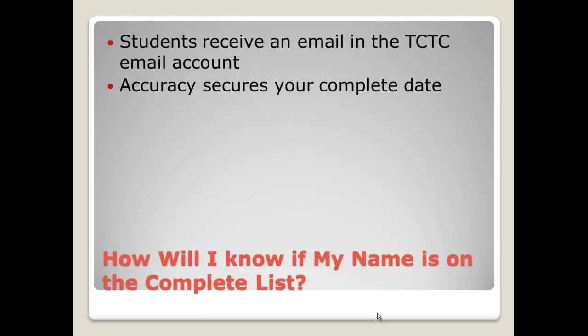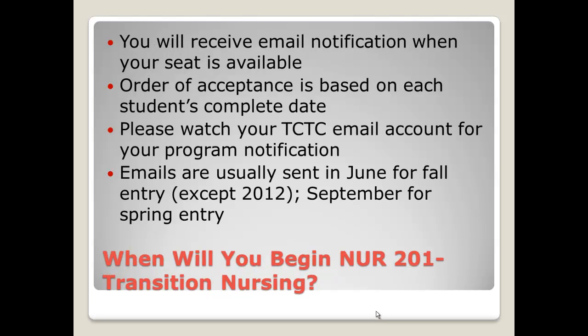Once the Notice of Completion has been verified, you will receive an email in your Tri-County email account noting your complete date. It's extremely important to complete all requirements before submitting the Notice of Completion to secure your complete date. Email notification will come in your Tri-County email account of your acceptance to transition nursing. This email will contain a deposit letter, date for your mandatory orientation, and other important attachments for your information. You should look for it in your Tri-County inbox during the months of June for fall entry and September for spring entry.